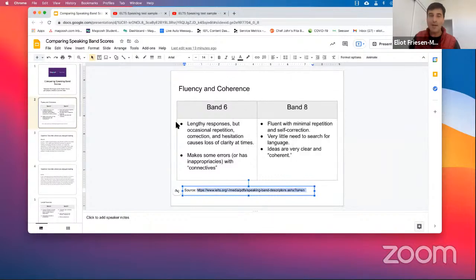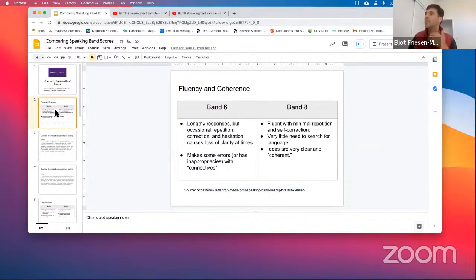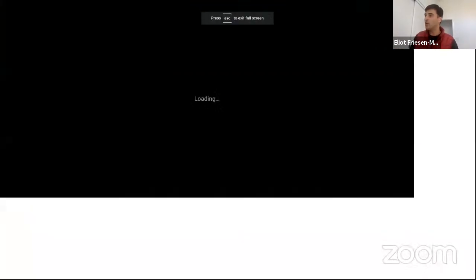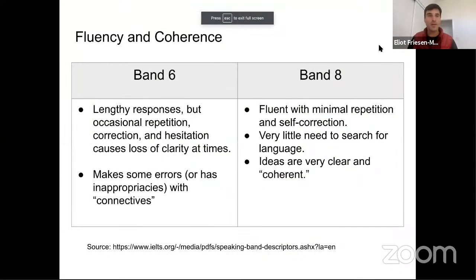But what we have on the screen here is sort of my own paraphrase of some of the language on the interview to try to clarify some things that sometimes students are uncertain about. So we're going to start with fluency and coherence and just think about the concepts a little bit that they're looking for. And then we're going to look at some example student responses that exemplify some of these characteristics that we're going to be discussing here.